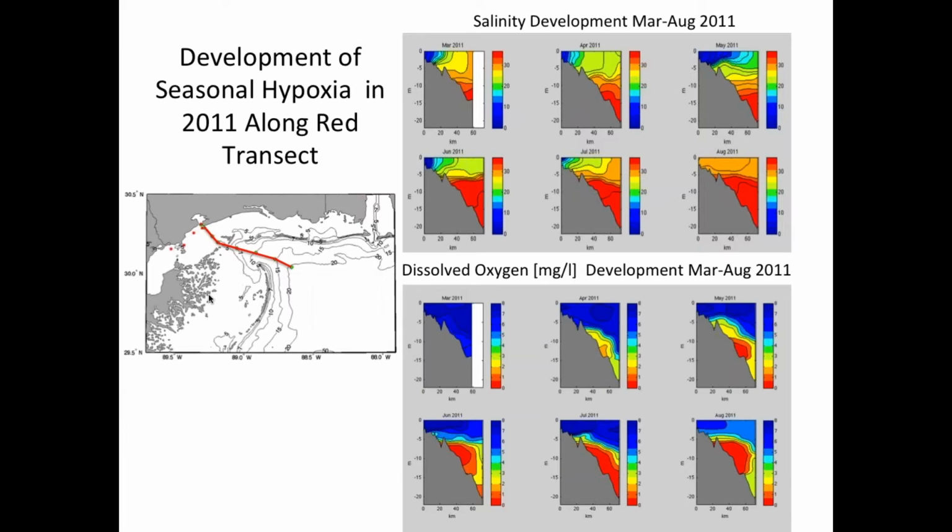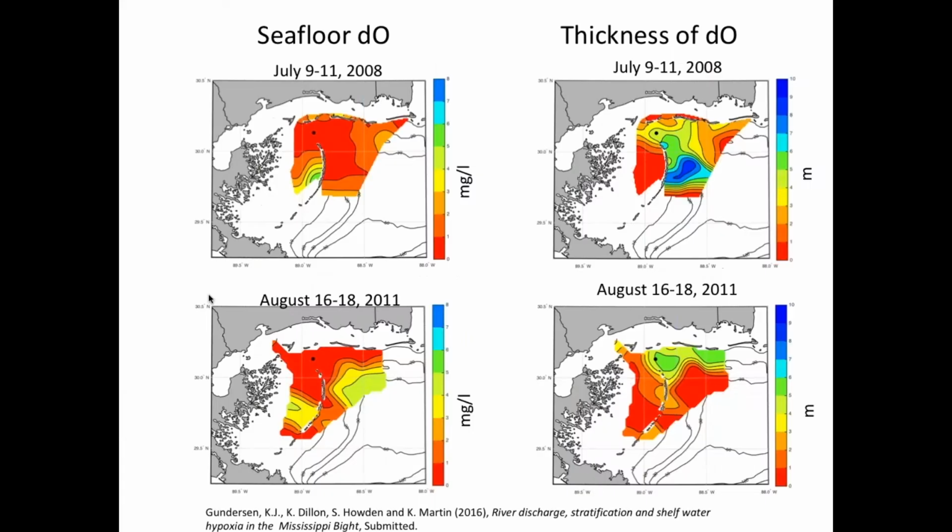And then down below, you can see how the dissolved oxygen develops over the same time periods, and we get a slug of bottom hypoxic waters. And then in 2008 and 2011, we measured more and thicker hypoxia than we had measured the other years, and those years were not coincidentally years when the Bonnet Carré spillway had been opened.